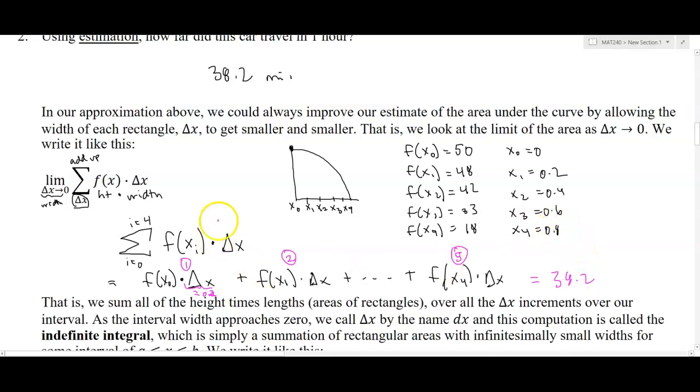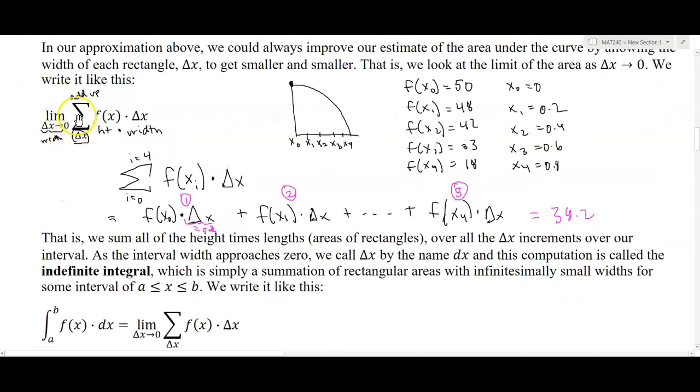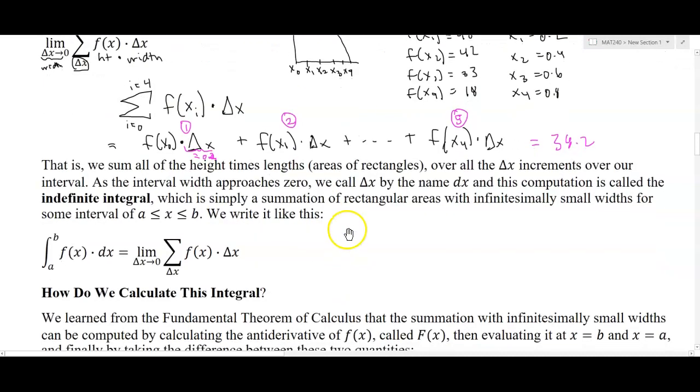So this is how a summation works. A summation is important because whenever we try to say, well, how do we do this? What does this mean to add up infinitesimally narrow rectangles? They're the areas of these infinitesimally small rectangles. Then this means that we want to sum all of the height times lengths, the area of rectangles, over all the delta x increments over our interval. As the interval width approaches 0, we call delta x by the name dx, and this computation is called the integral. So you can see the relationship between what we have up here, what we have here, and what we have here is exactly the same thing.